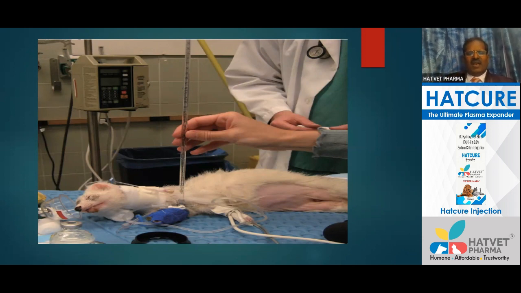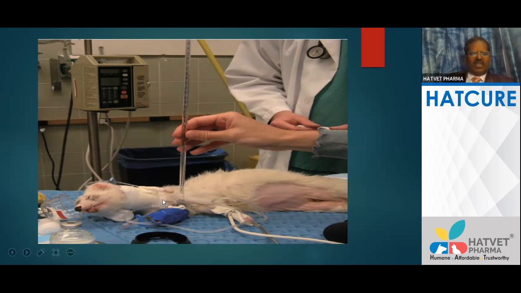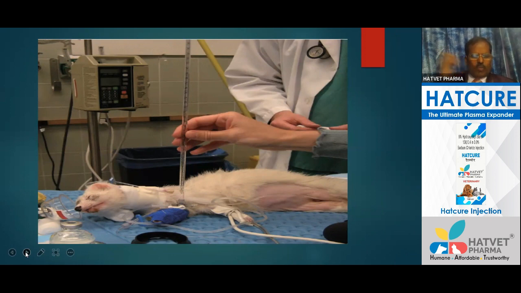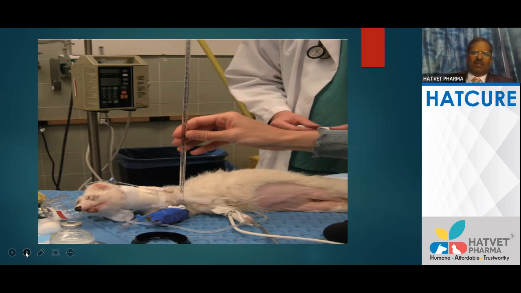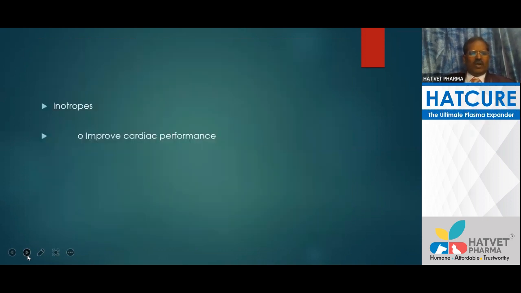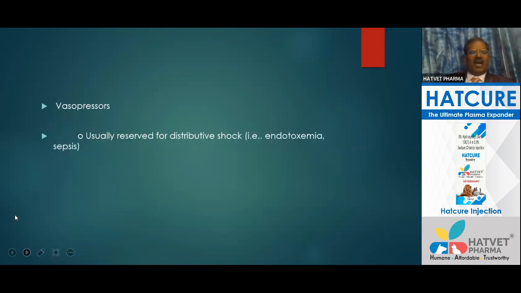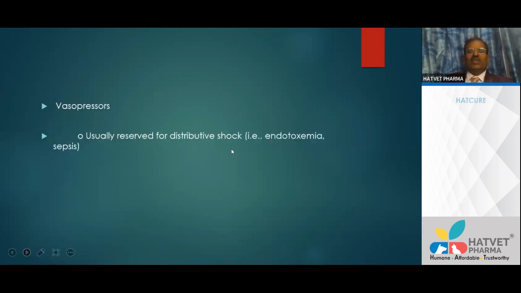Volume overload can be identified. So a hypotensive patient needs fluid therapy on time. There are also non-invasive probes available to measure central venous pressure, as opposed to these invasive procedures to identify the central venous pressure. Inotropes improve the cardiac performance. And then vasopressors are usually reserved for distributive shocks, for example endotoxin sepsis.